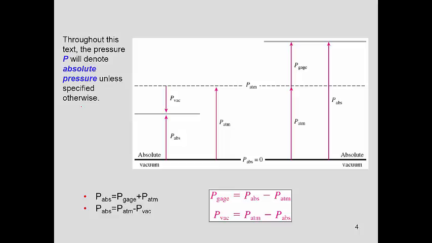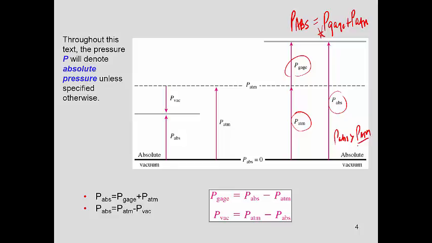So let's see the easiest case, which would be this. Here you have your atmospheric pressure and then a gauge pressure. So if you add them, you have the absolute pressure. So whenever you have a P absolute, it is equal to gauge plus atmospheric, and you have your P abs larger than your atmospheric pressure.